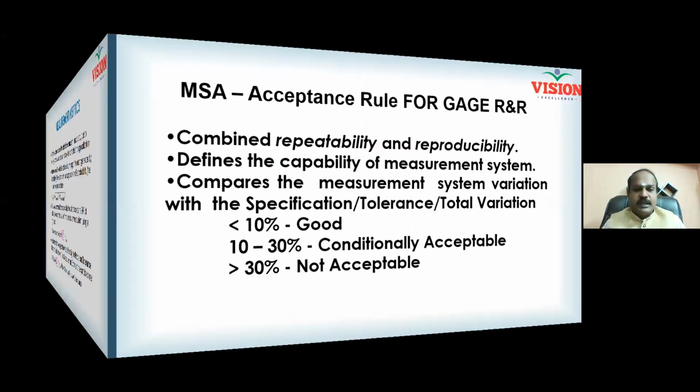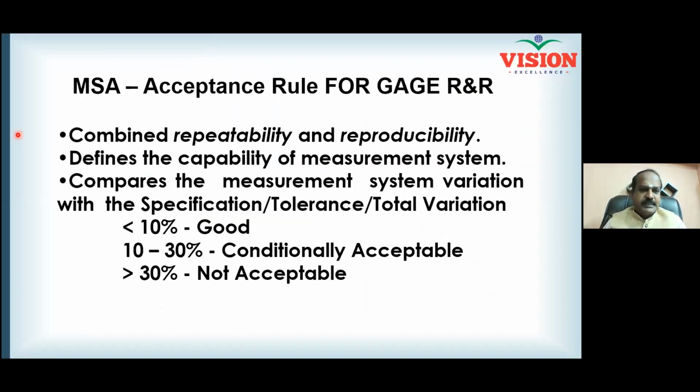When this precision tolerance ratio is less than 10%, your measurement system is good. When it is 10 to 30%, then it is conditionally acceptable. When it is more than 30%, I will better avoid collecting the data. If at all data has to be collected, I will improve the measurement system and then only I will collect the data, because I am very clear that when I continue collecting the data with the existing measurement system, I will definitely go in a wrong direction. So I will not do that.